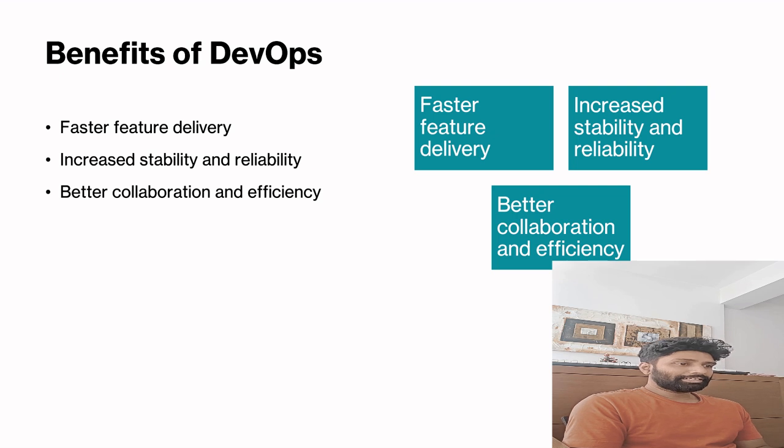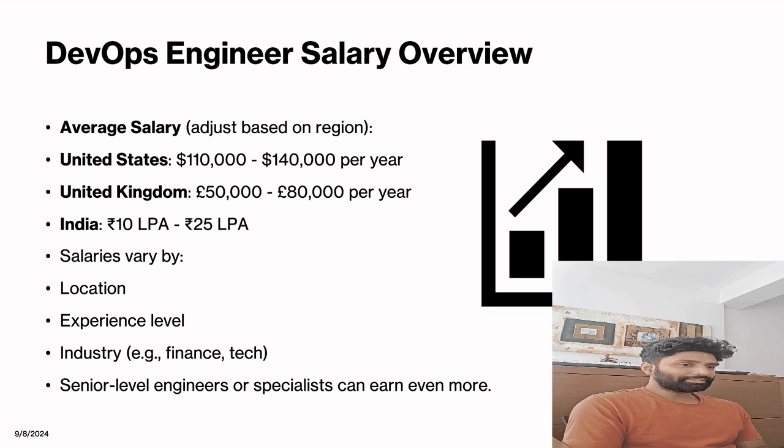Let's see the DevOps engineer salary overview across the globe. In the United States, we have $110,000 to $140,000 per year. In the United Kingdom, we have 50,000 pounds to 80,000 pounds per year. And in India, we have 10 lakhs per annum to 25 lakhs per annum. Salaries vary by location, experience level, and industry as well. Senior level engineers or specialists can earn even more.